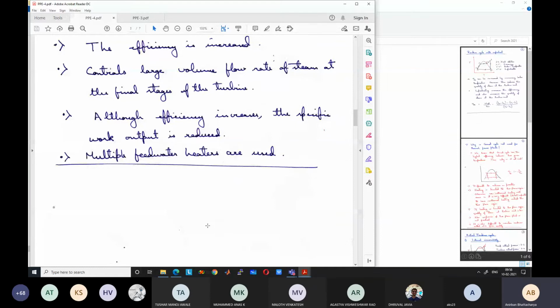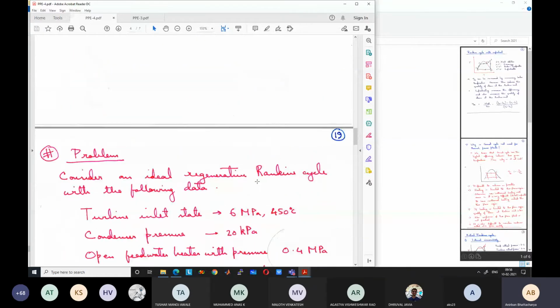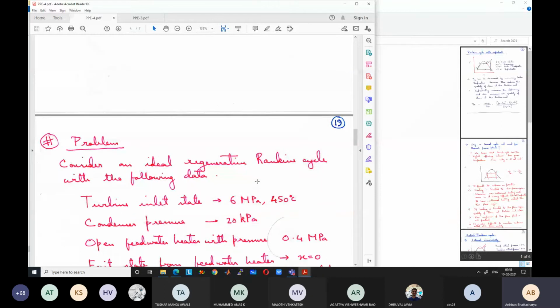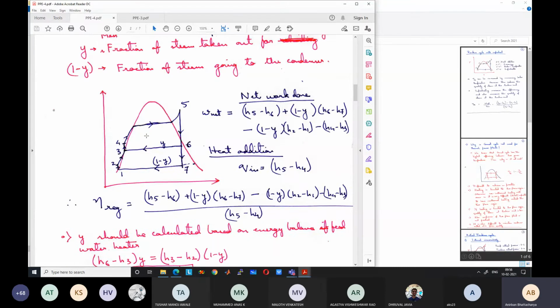So actually these cycles are very simple. The problems for these cycles are very simple to solve. The only difficult part is that you have to know how to draw the TS diagram. This is the TS diagram. If you know how to draw the TS diagram correctly, you should be able to solve any problem, because it is just then step by step going through each of these steps and finding the enthalpy values, as we will see today while solving the problem. So what we are going to do is solve a problem for this regenerative Rankine cycle. So we will take a short 5 minute break here, and after this we will solve a problem on this regenerative Rankine cycle.